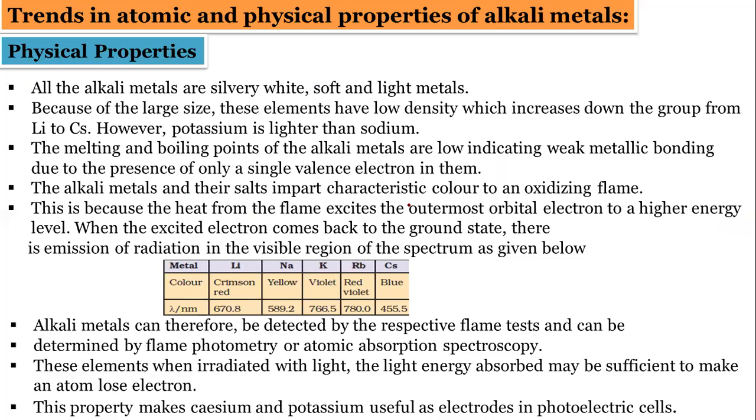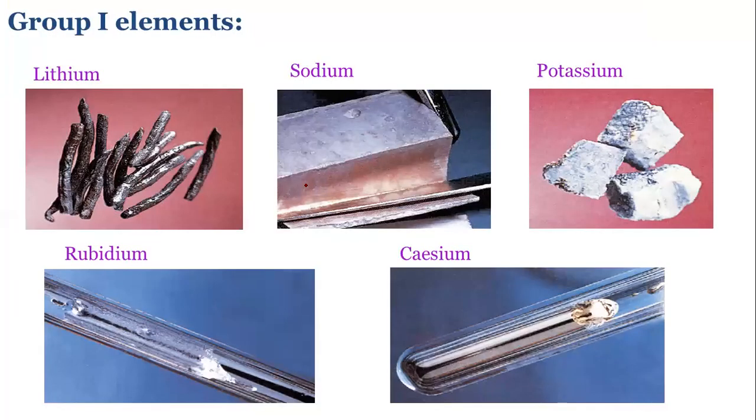Then the physical properties of these group 1 elements, the alkali metals, we can see with these diagrams. These are silvery white colored. These are very soft and light metals. Because of the large size, these elements show low density, which increases down the group, that is from lithium to cesium. However, potassium is lighter than sodium, remember.